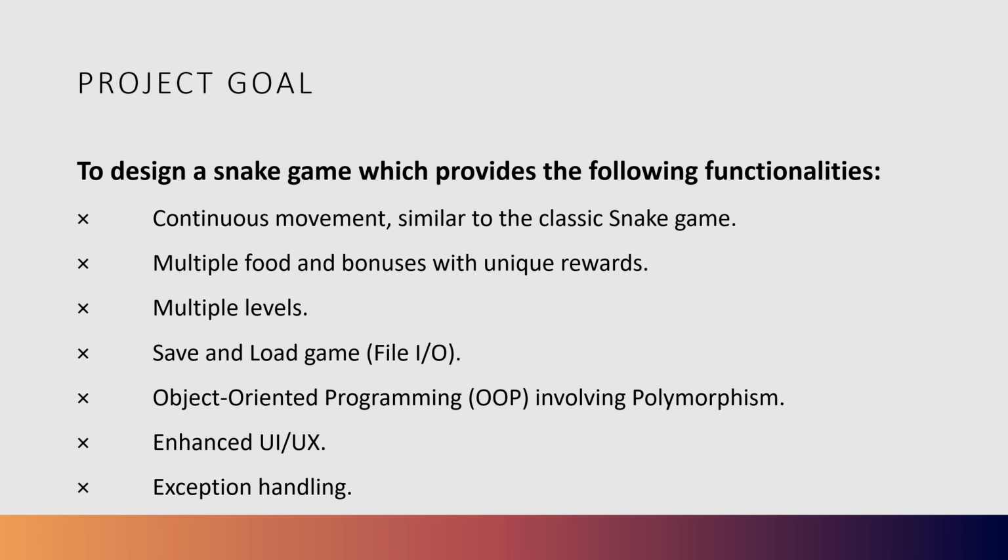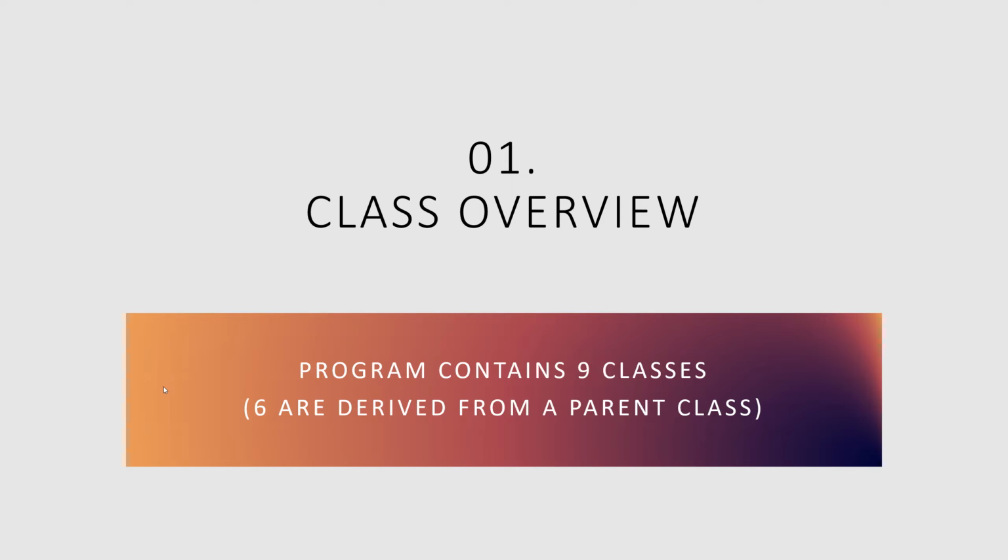It would also have multiple food and bonuses with unique rewards to make the game exciting to play. It would also have multiple levels, and saving and loading game functions. It will be programmed using object-oriented programming methods involving polymorphism for all of the bonus classes, enhanced UI/UX, meaning that I would introduce graphics into the game, and exception handling, which would be handling all of the invalid user inputs. Let's go with the class overview.